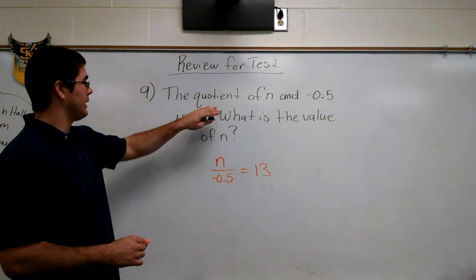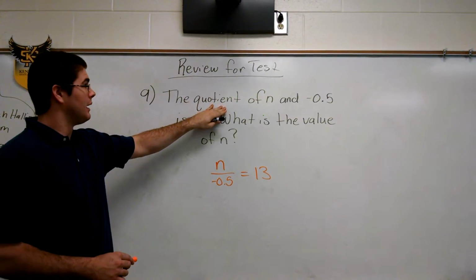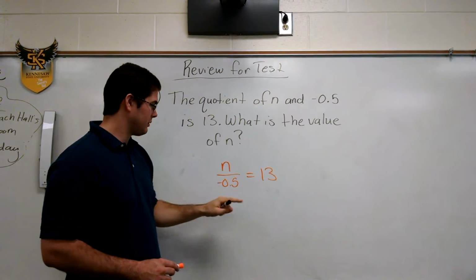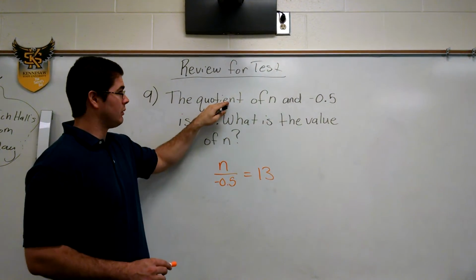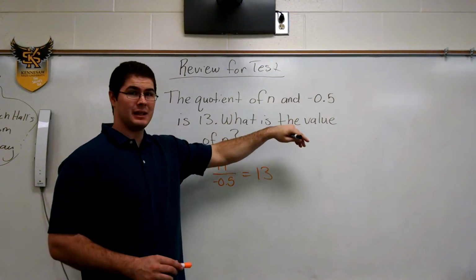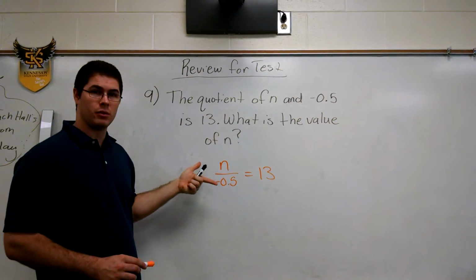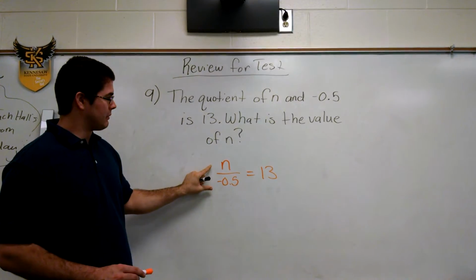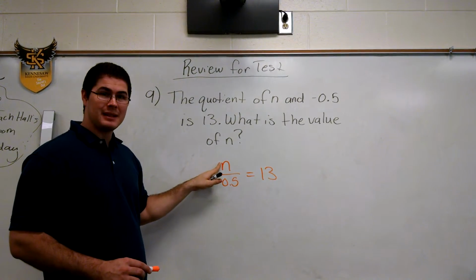Again, the main part is just recognizing that the quotient means division. Since it says the quotient of n and negative 0.5, we make sure that n goes on the top. If it said the quotient of negative 0.5 and n, then we would have to switch these. So the order does matter when you use the word quotient. But it said n and negative 0.5, so we have it this way. And so now we're trying to get n by itself.